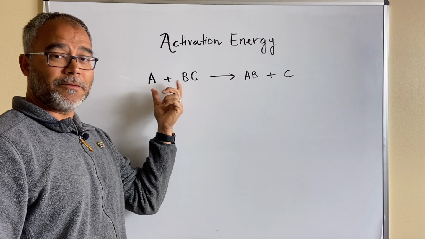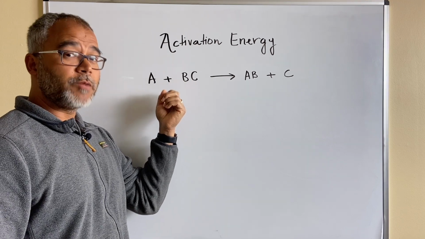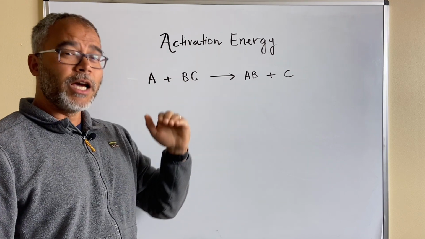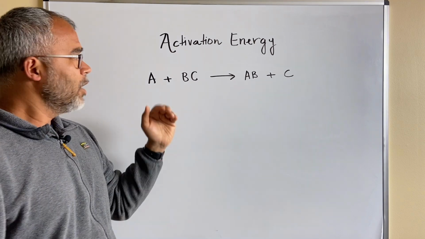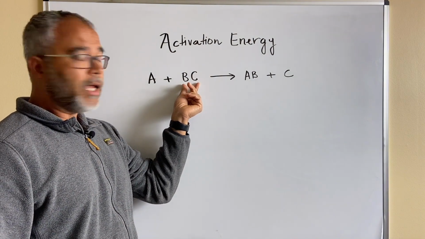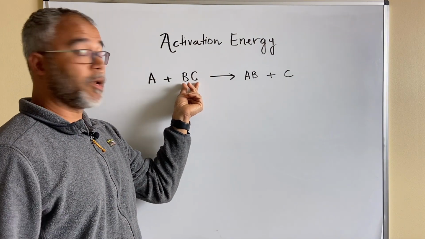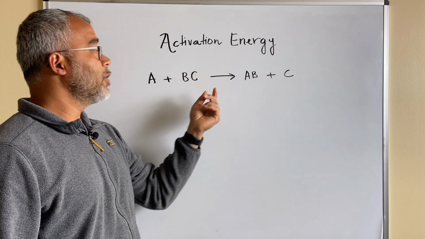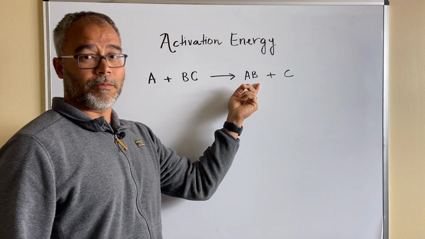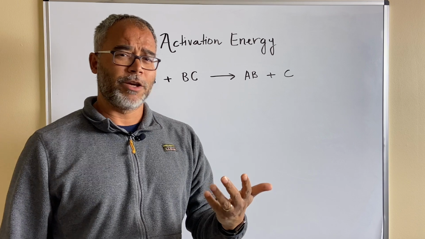If you take BC and react it with A, those two molecules have to collide with each other. For those collisions to be effective, they have to attain a minimum amount of energy for the bond to break. Once the collision takes place, the bond between B and C is going to break, and a new bond between A and B is going to form. So that's basically what activation energy is.